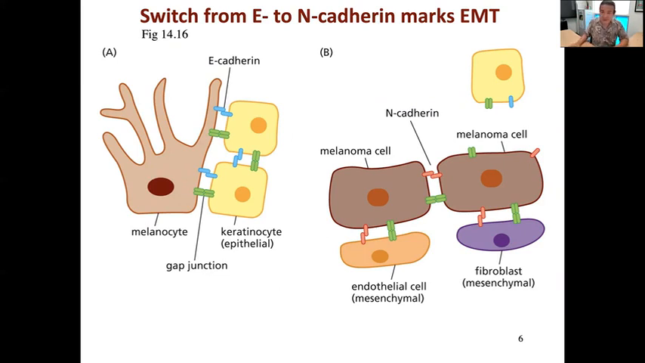Some of these are cell-to-cell communication proteins, like the cadherins. So here we have a melanocyte in our skin, right? And it is normally helping out the keratinocytes.